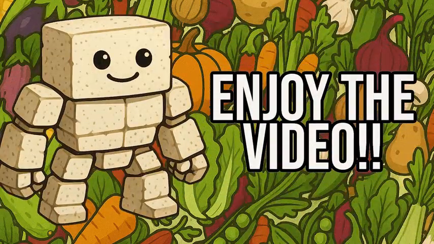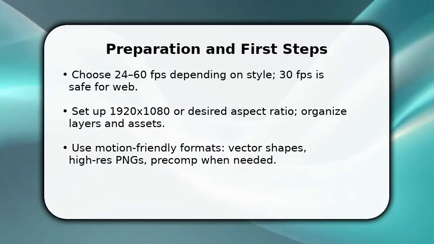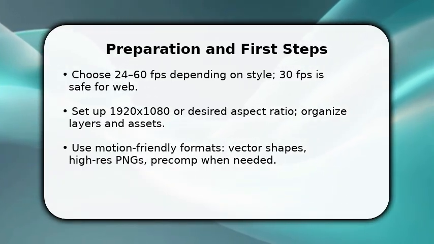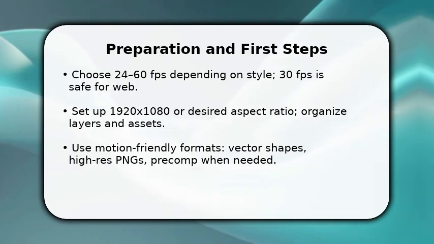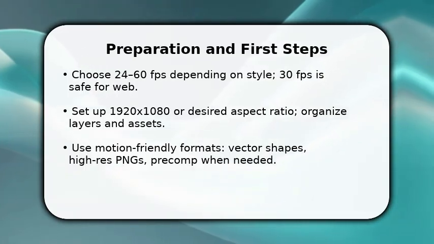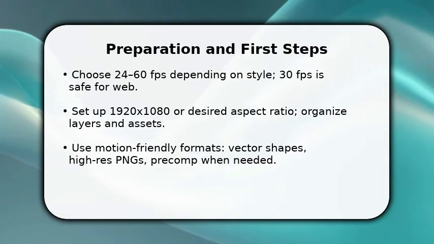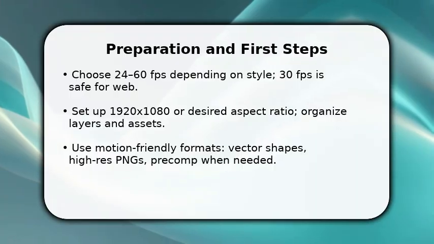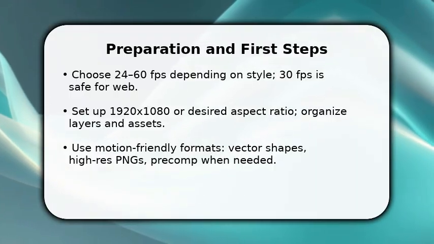Please enjoy the video. You start by defining frame rate and resolution because they determine perceived smoothness. Choose 24 for cinematic or 30 for cleaner web playback. Next, structure your project. Group layers, name comps, and convert reusable elements into pre-comps so you can animate non-destructively.